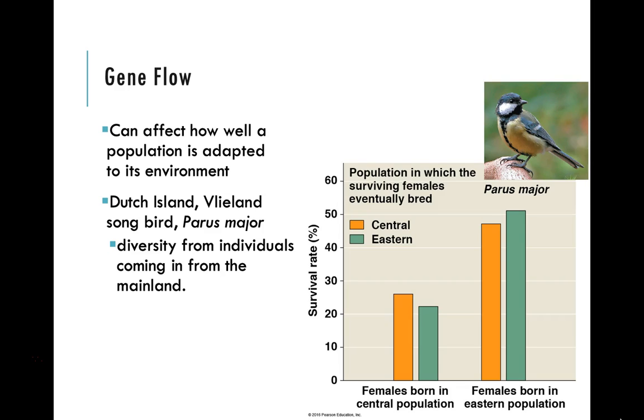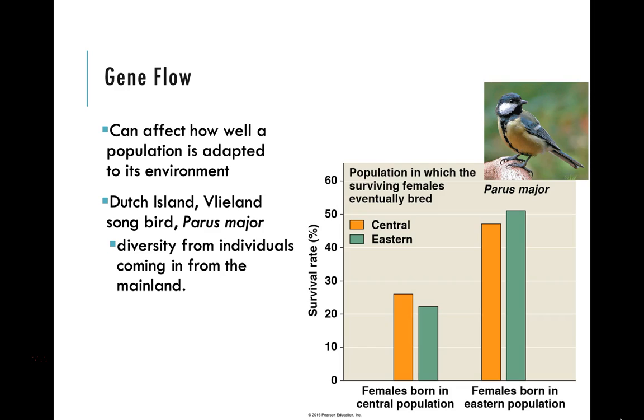So this is an example from our book of gene flow. Gene flow is important because not only is it changing allele frequencies, but it can also affect how well a population is adapted to the environment that they're in. So gene flow can bring in advantageous alleles. It can also bring in alleles that are actually detrimental to the individual or the population, because if they're not adapted to the place that they're coming to, they're going to be at a disadvantage reproductively and as far as survival goes. So our book talks about this Dutch island called Vlieland, and the example is a songbird, this pretty blue and yellow songbird here.